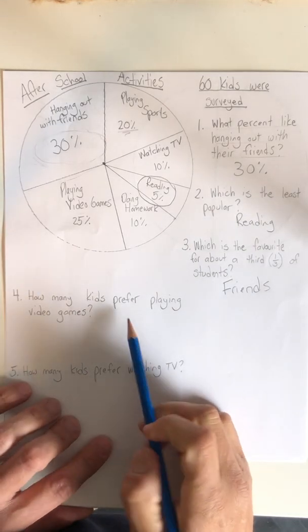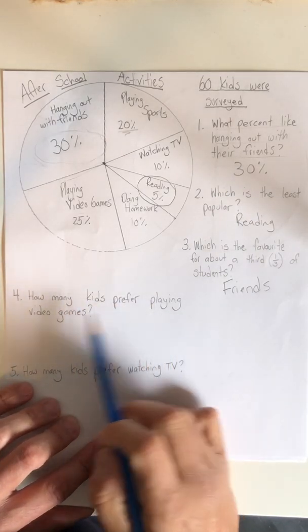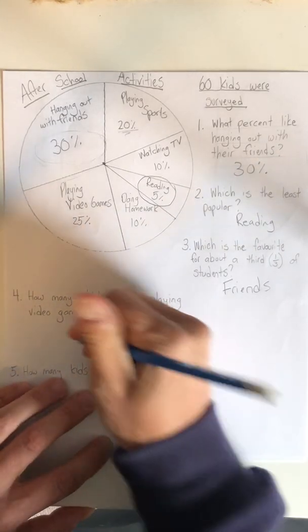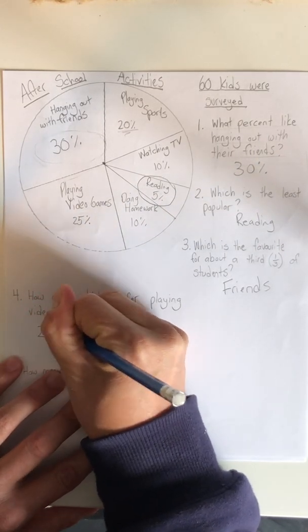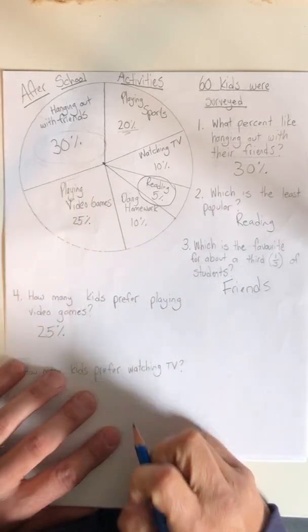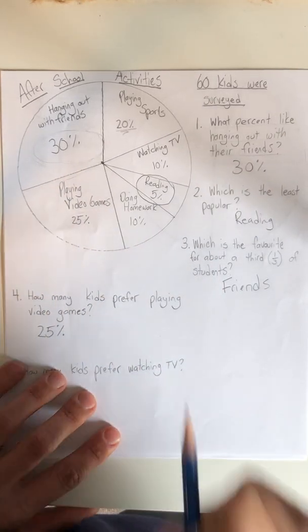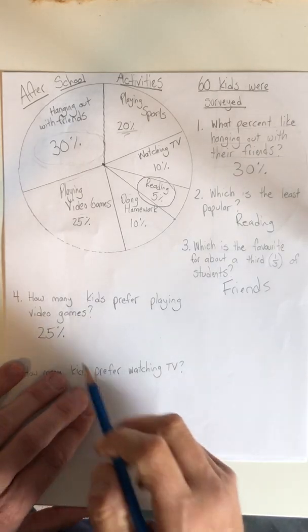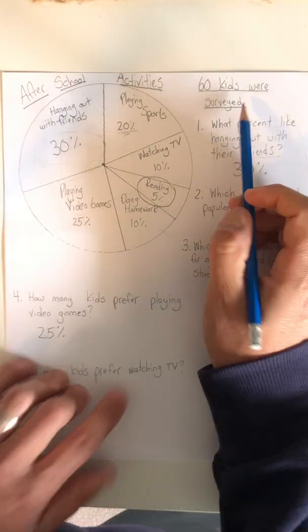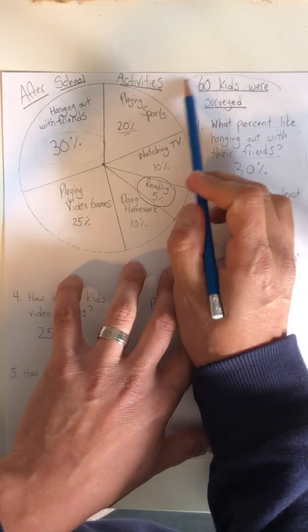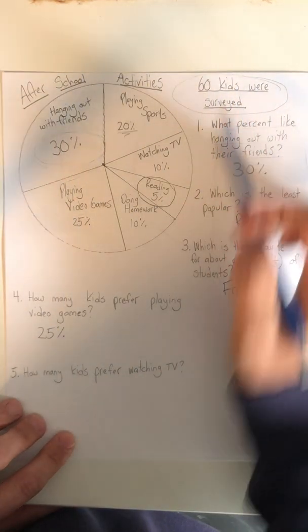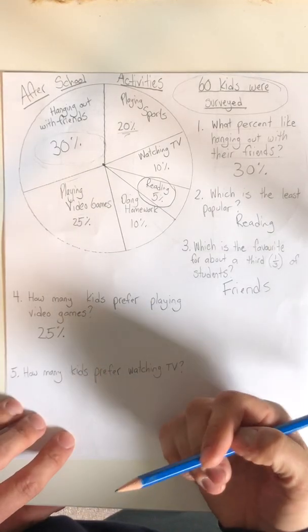Okay, so now we look at how many kids prefer playing video games. Well, I can see quickly and easily that 25% prefer playing video games, but that's not what the question's asking. It's not asking what percent, it's asking how many kids. So for this, I need to go back to look at how many kids were surveyed. So there were 60 kids surveyed. So 25% of that 60 kids preferred playing video games.